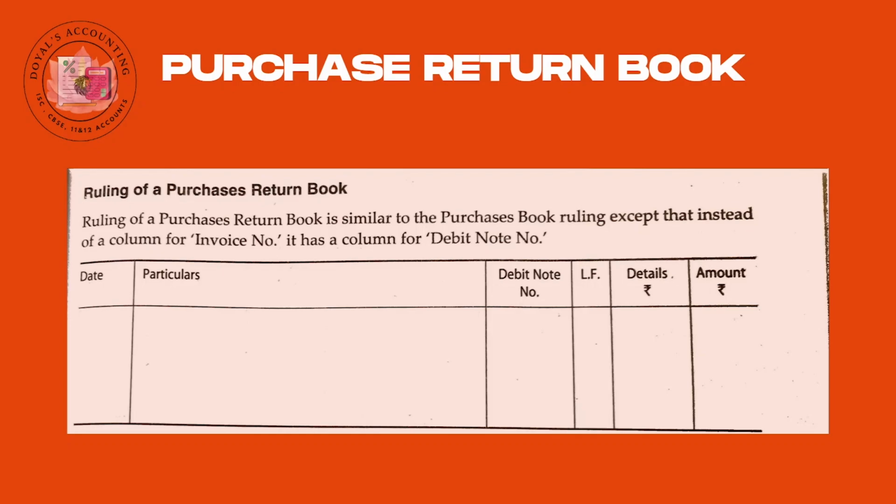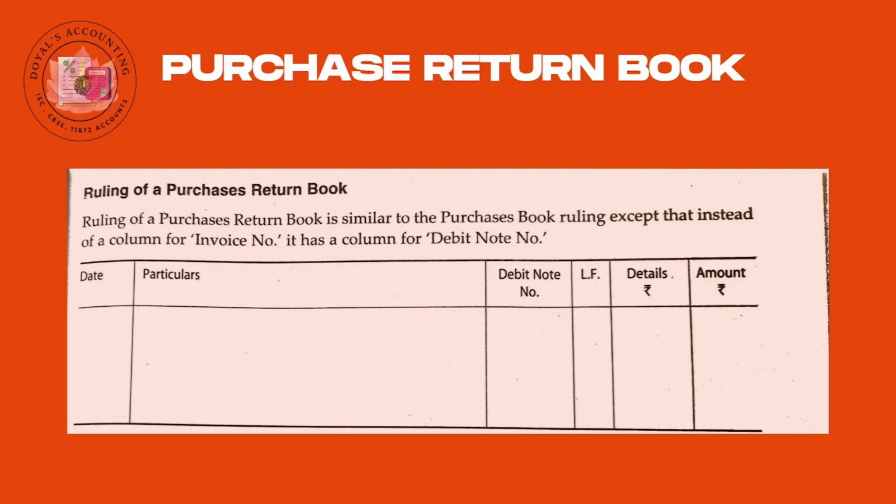The purchase return book is maintained to record those goods and materials which are returned to the suppliers, and these goods have to be purchased on credit. Neither the return of goods purchased on cash nor the returns of any asset other than merchandise are recorded in this book. So this book is maintained exclusively for the return of goods which are purchased on credit.